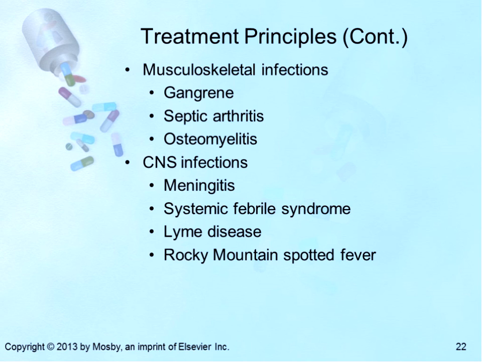For the musculoskeletal infections, we talk about gangrene, septic arthritis, and osteomyelitis. It's important to aspirate the joint to obtain a culture and sensitivity for any specific joint infection. The joint requires local aspiration often, sometimes daily.